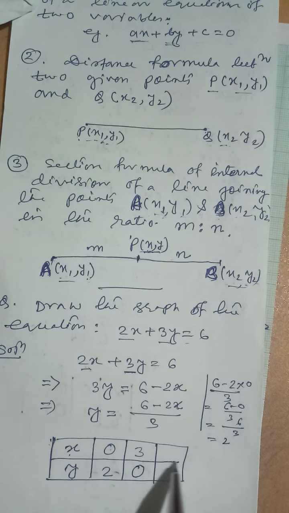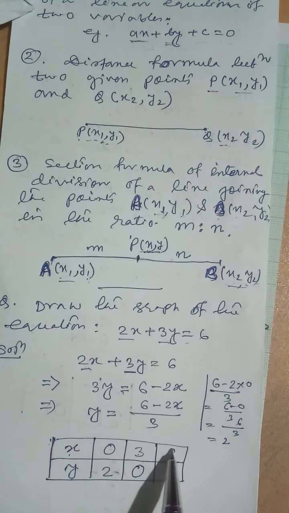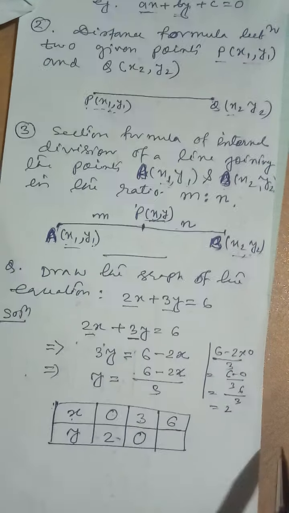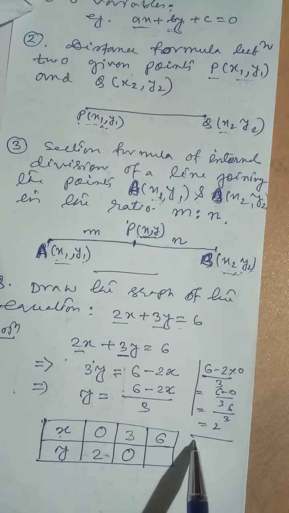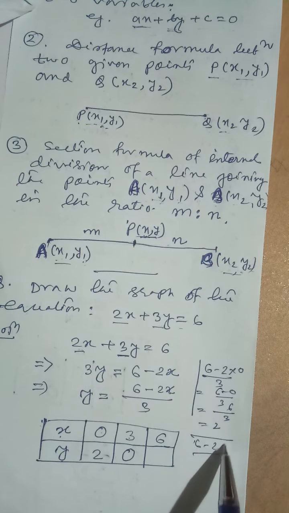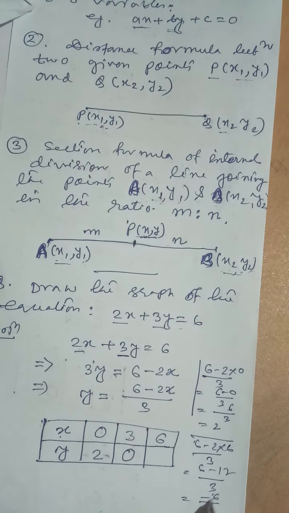Then to get the next number, once again we have to add this 3 to this 3, then we get 6. And if we put 6 in place of x, let us see what we get. Here 6 minus 2 into 6 by 3, that is 6 minus 12 by 3, then it is minus 6 by 3, and it is minus 2.